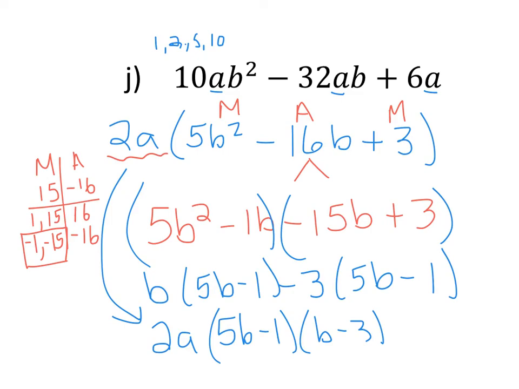Now check each term. 2a I can't do anything with. 5b minus 1, they're not perfect. Well, 5b isn't a perfect square. And b and 3 aren't perfect squares. Therefore, it is factored completely.